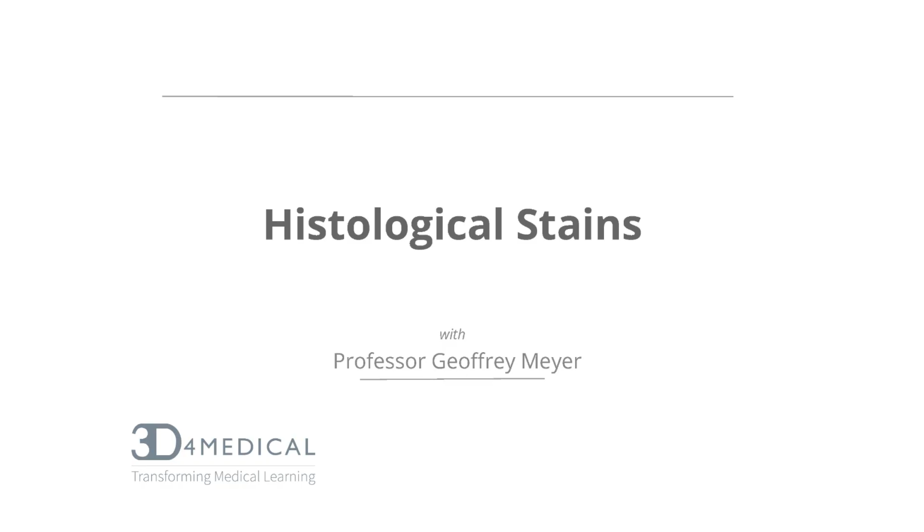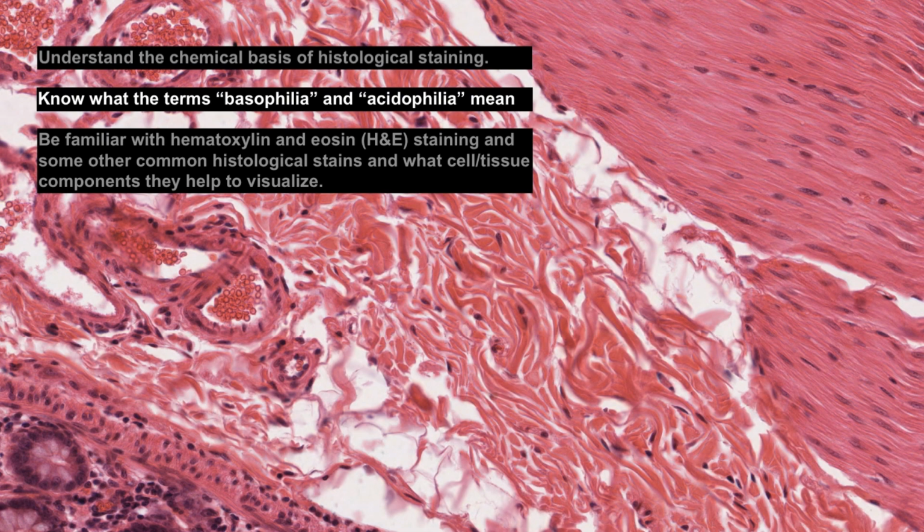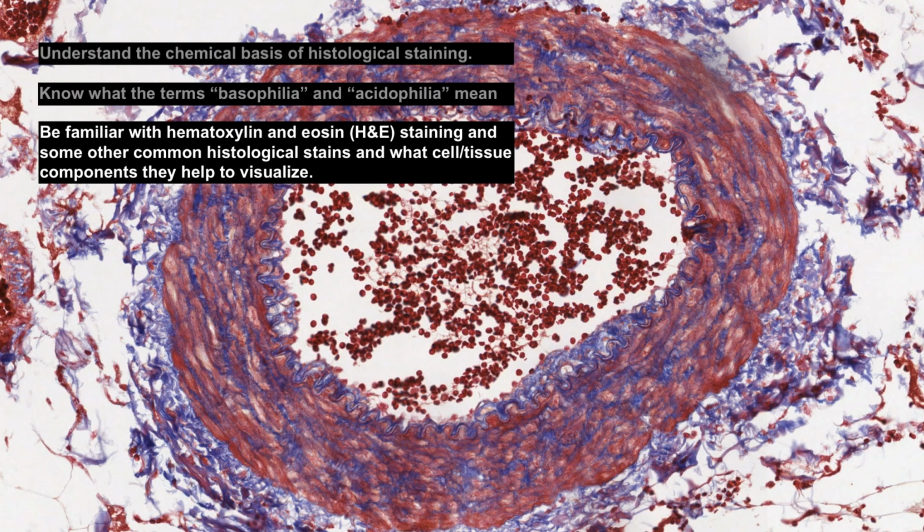In this lecture series, I'm going to briefly describe and show you some of the common histological stains you'll come across in your study of histology. And at the end of this lecture, you should understand the chemical basis of histological staining and know what the terms basophilia and acidophilia mean, and then be familiar with hematoxylin and eosin staining and some other common histological stains and what cell or tissue components they help to visualize.